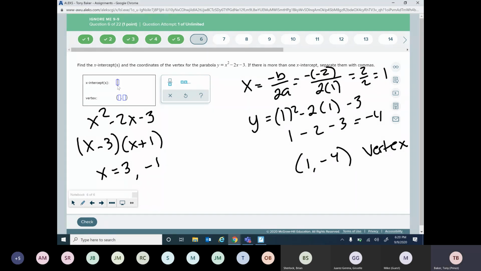So they have the answer written. They just have a box for the x-intercepts and not a point. So you can type the numbers in, and it doesn't matter the order. And then your vertex, they want the actual point. So that's 1, -4.